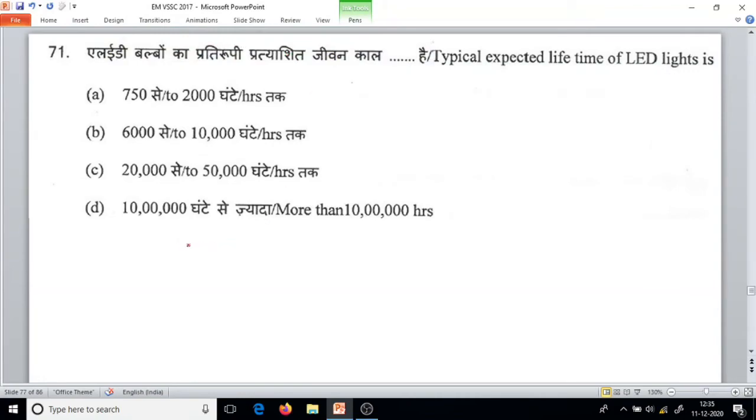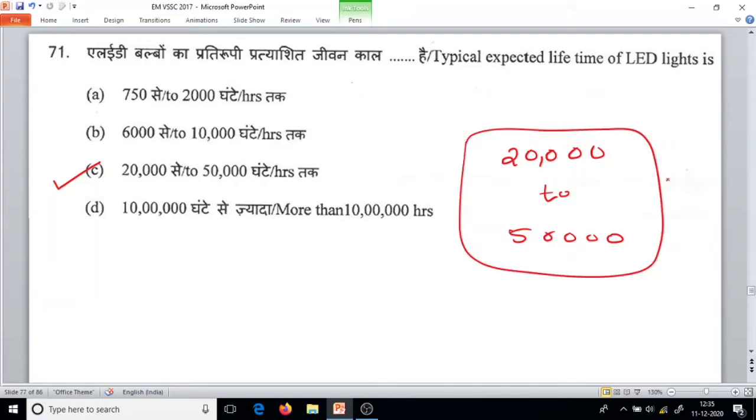Question number 71. Typical expected lifetime of an LED light is? The answer is option C. LED lights can go from 20,000 to 50,000 hours. If we divide these numbers by 10, we will get the CFL lifetime, that is 2000 to 5000. Okay, so we'll go to the next question.